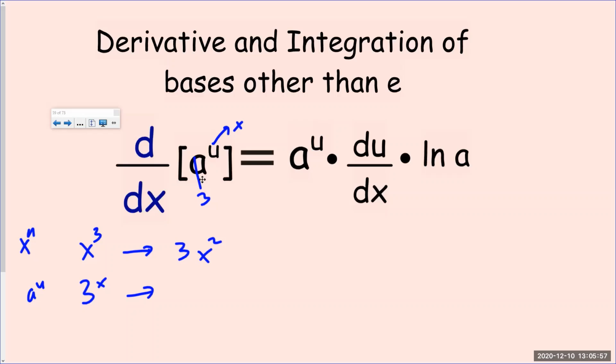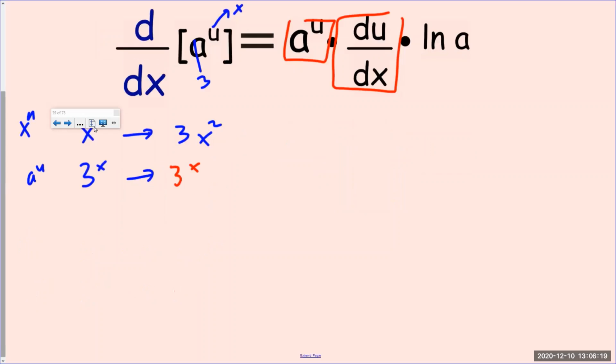Anytime you see a, b, or c in calculus, it's a constant. Anytime you see a u in calculus, it's an x function, a function with x in it. So let's see if we can do it. First, you copy a to the u. So the derivative is 3 to the x. Then you multiply it by the derivative of the exponent. What's the derivative of x? 1. Then you multiply it by ln of a. What's a in this problem? A is your 3. So the derivative of 3 to the x is 3 to the x times 1 times ln of 3.